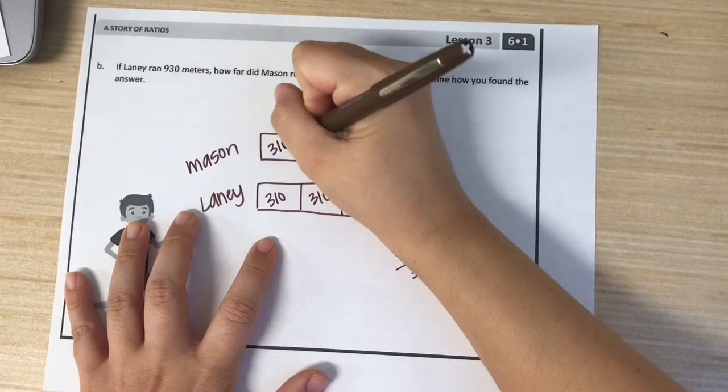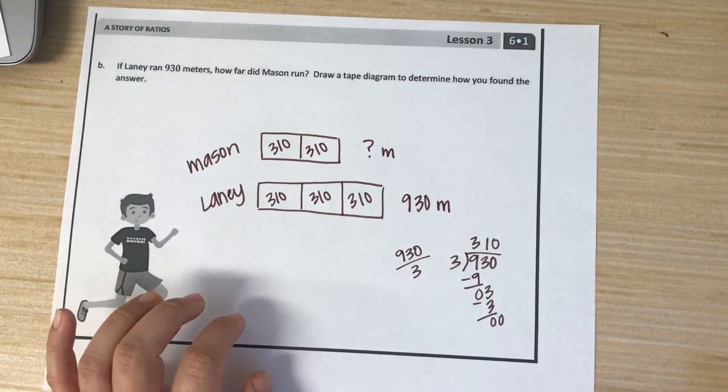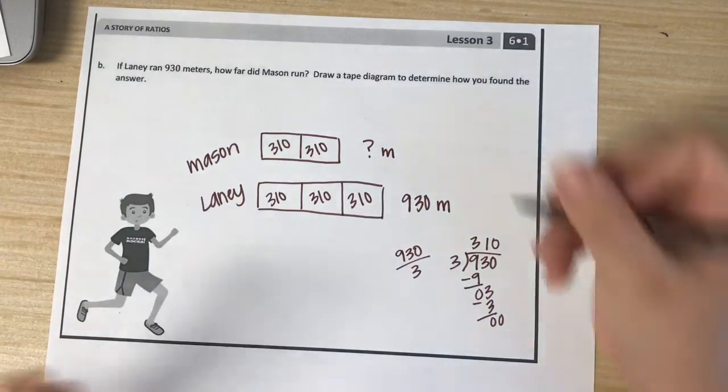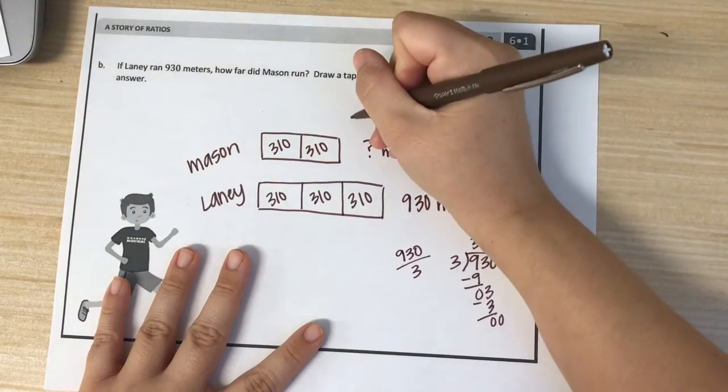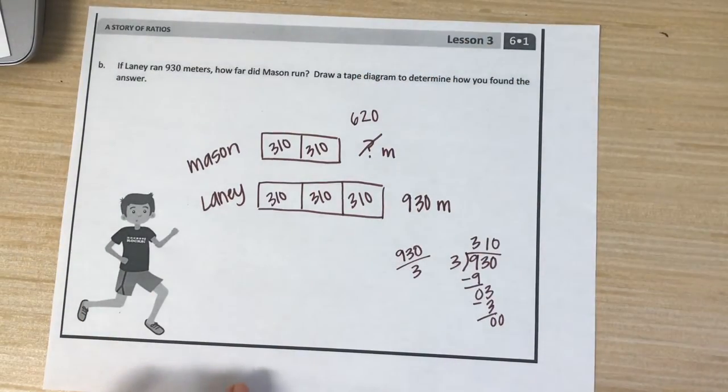And the same goes for Mason's. So to calculate how much Mason has, I just add 310 plus 310, which gives me 620 meters.